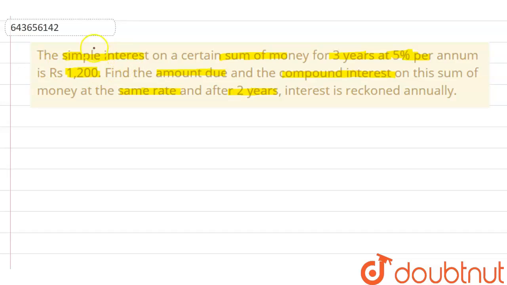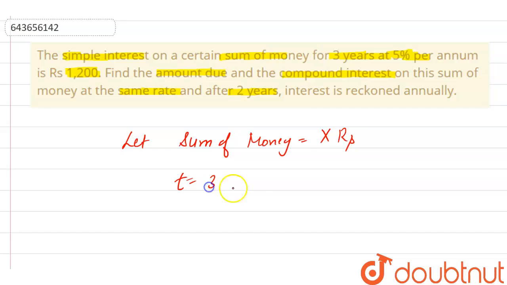So here, as the question says simple interest on a certain sum of money, let this sum of money be x rupees. It is given that the simple interest on the sum of money for 3 years, that means the time period is 3 years, at 5% rate, that means r is equal to 5%, which is our rate in this question, is 1200 rupees. This means we have the simple interest as 1200 rupees, right?